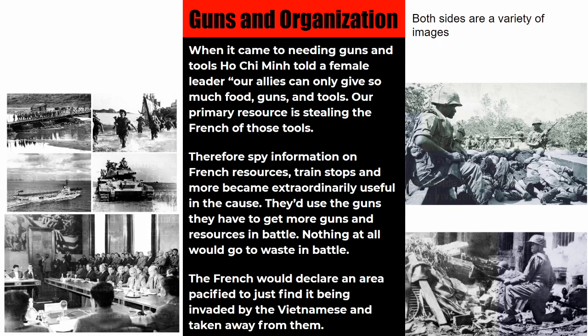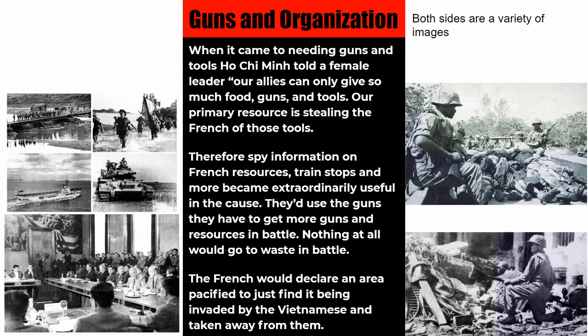So Ho Chi Minh told a female leader they had women in powerful positions in the Viet Minh because they valued women's rights, unlike some countries. "Our allies can only give so much food, guns, and tools. Our primary resource is stealing the French of those tools." So, what's being made out of this? We can precisely tell that he's saying we don't have many guns, not many people are going to give it to us. What we need to do is do like guerrilla warfare style.